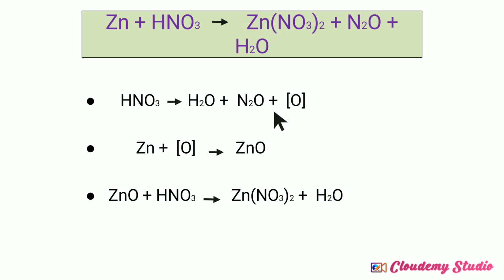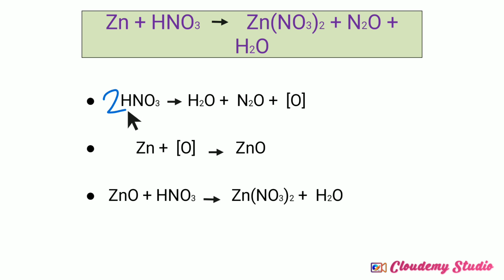First, we need to balance each equation separately. So let's balance the first equation. The nitric acid decomposes to nascent oxygen. In this equation, the right hand side has 2 hydrogen atoms, but the left hand side has only 1 hydrogen atom. Therefore, we need to multiply this nitric acid by 2. So when we multiply this nitric acid by 2, hydrogen becomes 2, both sides equal, and nitrogen is also equal on both sides.